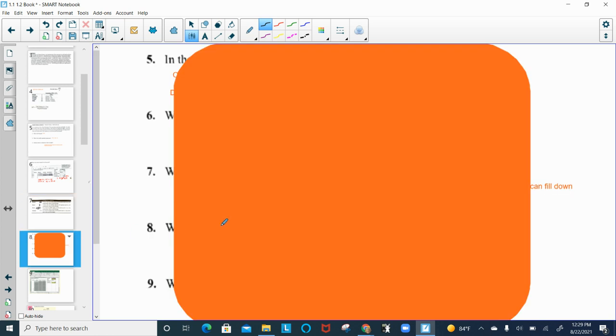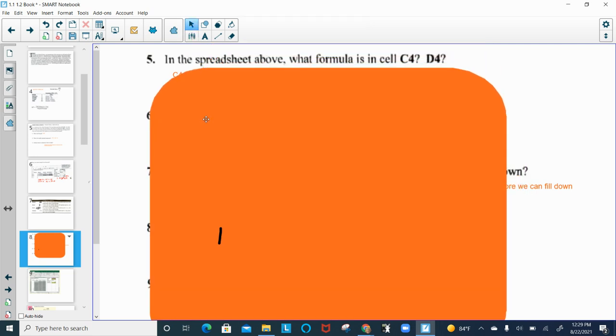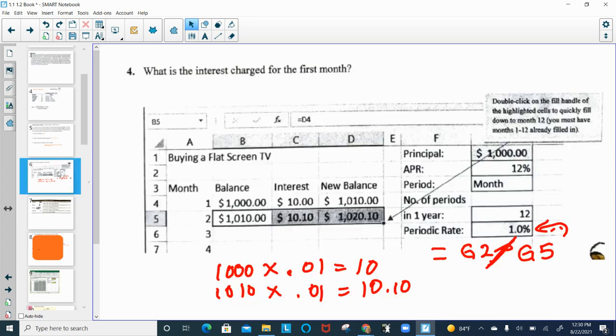Okay, so let's answer some questions. Oops, I'm still drawing. Sorry about that. In the spreadsheet above, what formula is in cell C4 and in cell D4? Well, let's go back and look. Let me erase what I did here.